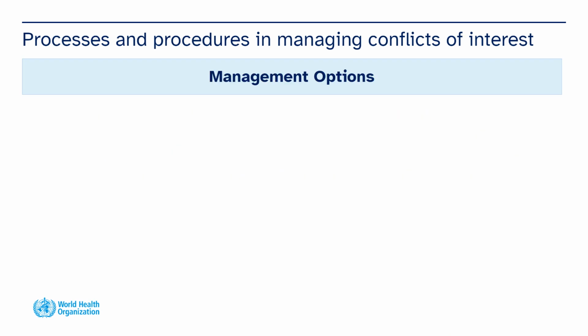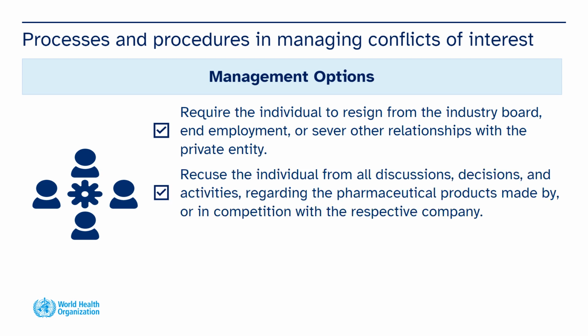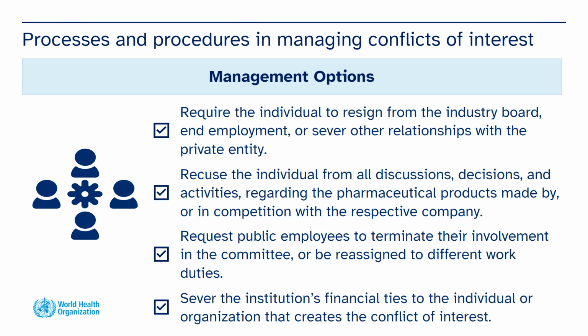Options to manage the conflict of interest include: requiring the individual to resign from the industry board, end employment, or sever other relationships with the private entity. Recuse the individual from all discussions, decisions, and activities regarding the pharmaceutical products made by, or in competition with the respective company. Request public employees to terminate their involvement in the committee or be reassigned to different work duties. Or sever the institution's financial ties to the individual or organization that creates the conflict of interest.